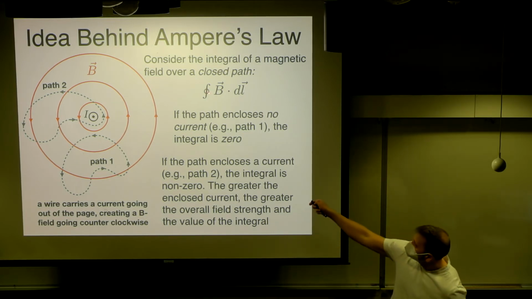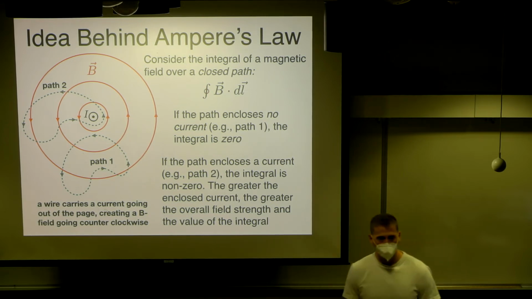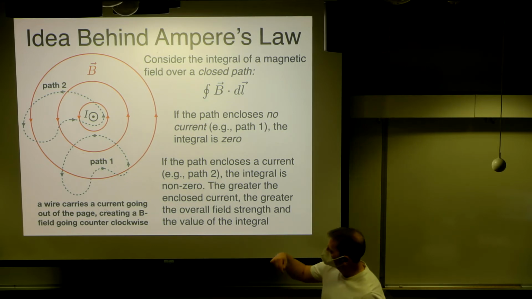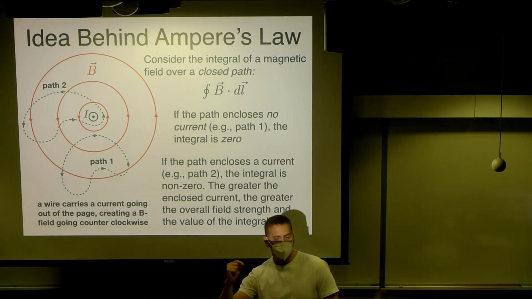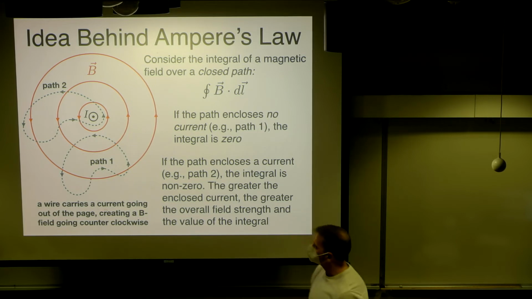And do you remember what this symbol means? It's not just a normal integral. It means we have a closed path, okay? That means the path starts at one point and then it comes back around and ends at that same point, okay? So we're talking about closed paths, okay?